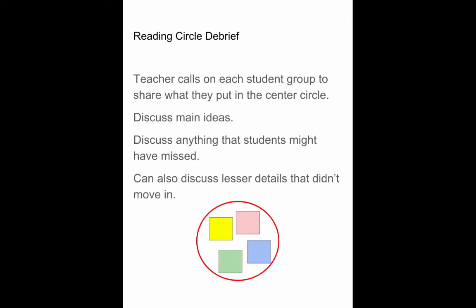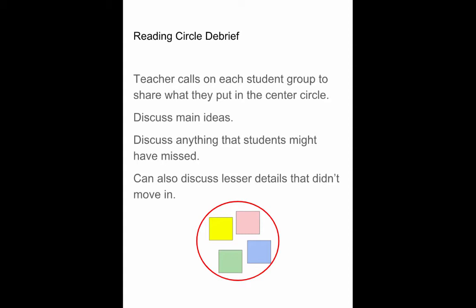So as a teacher, if you catch that people were missing a major idea or not quite understanding it, it's a good time to clarify. And you can also have a conversation about that outer circle. What were important but not as important details that didn't make the cut? And so you can use that as an opportunity to broaden the conversation as well.